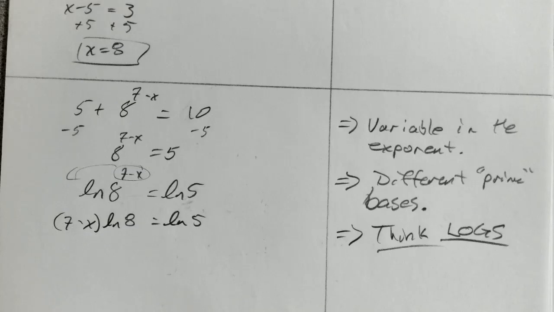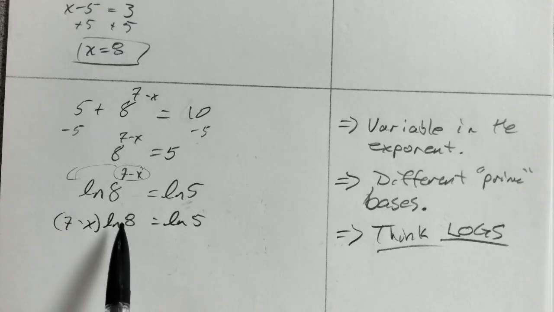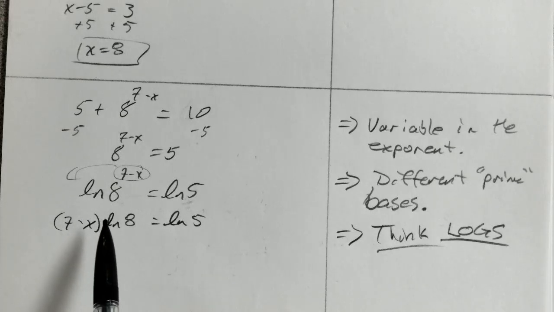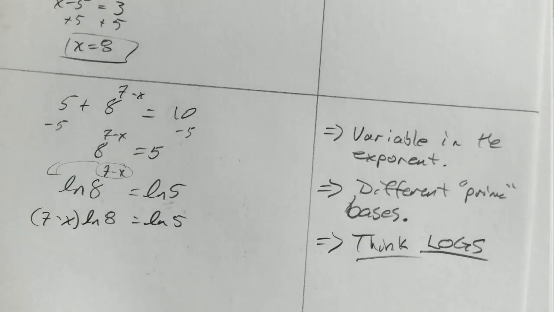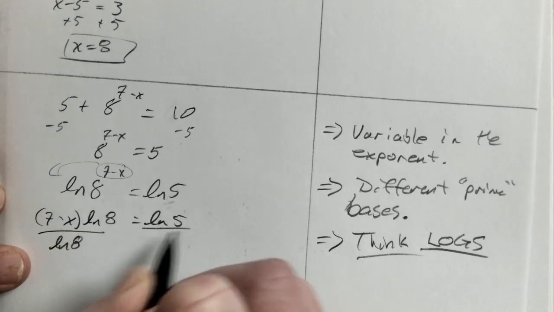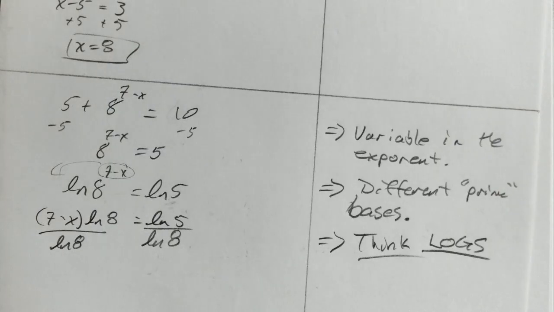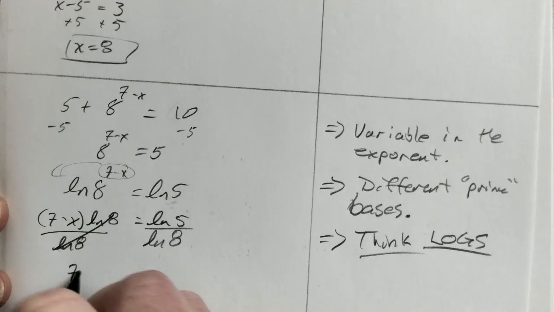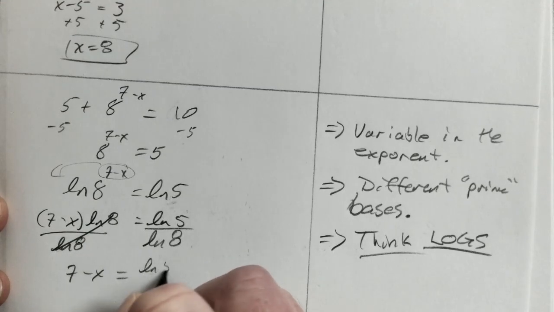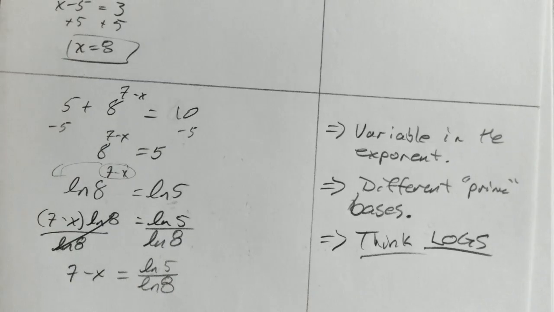The log of a number is a number, and we're going to treat it like a number. The log of a number is a number. Just treat it like a number. So here, I could distribute, but that makes things a little bit grosser. So what's the operation between 7 minus x and the natural log of 8? How do I get rid of multiplication? Yeah, so if I divide both sides by the natural log of 8, cross that out, and we get 7 minus x equals the natural log of 5 divided by the natural log of 8.